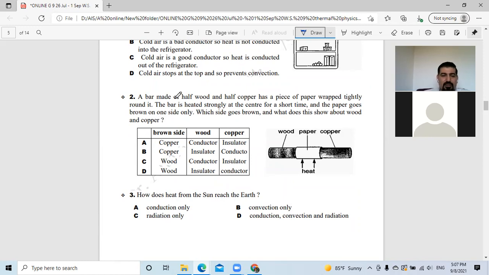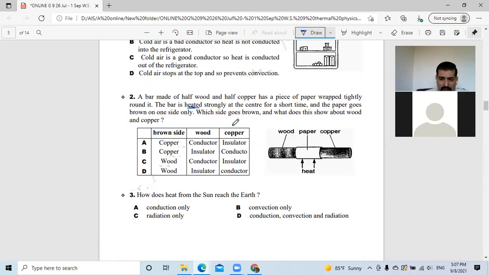Look, the bar is made of half wood and half copper, and a piece of paper is wrapped tightly around it. The bar is heated. We put a heating source below it, at the center, for a short time. What will happen to the paper? On which side will it go brown? Which side goes brown, and what does that tell us about the wood and the copper?